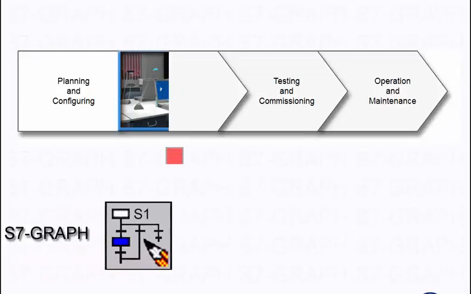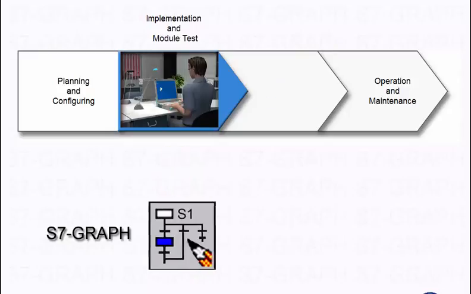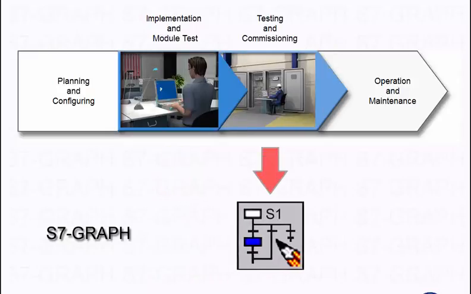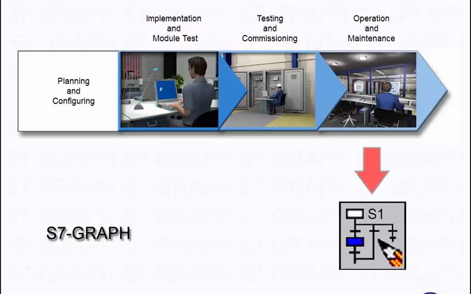For a better overview, the life cycle of a plant is divided into 4 phases. The emphasis for the application of S7 Graph is the implementation phase. However, the characteristic properties of S7 Graph can also be perfectly used in the testing and commissioning phase, as well as in the later operating and maintenance phase.